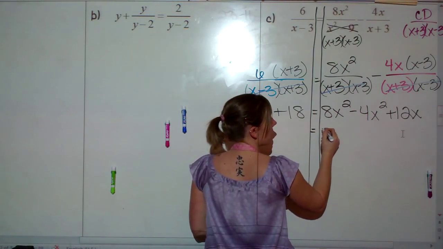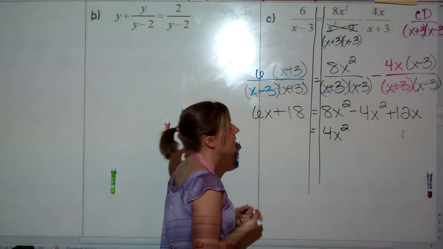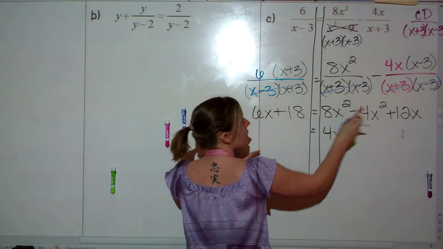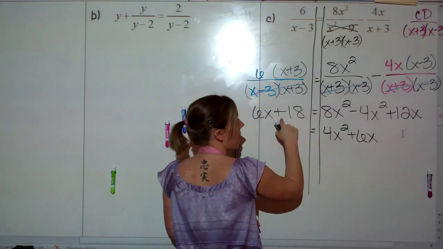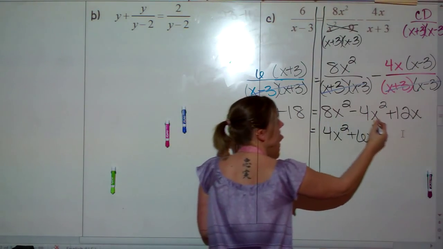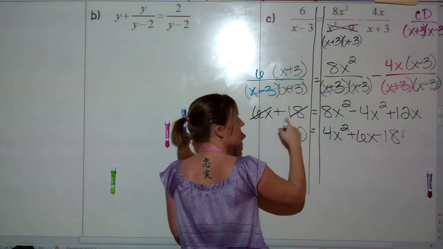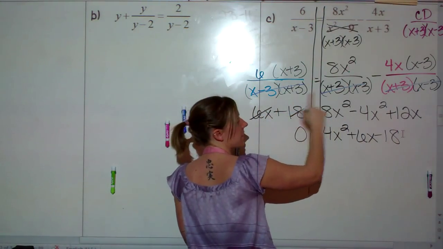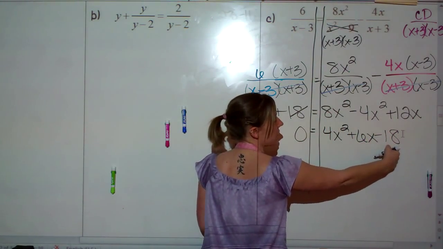So 8x squared minus 4x squared is 4x squared. We're going to have to do the long factoring, unfortunately. 12x minus 6x is 6x. And then I'm going to subtract the 18 over to this side. So what I did was I subtracted those two over here. 6x I subtracted from 12x. 18 I just tacked onto the end.